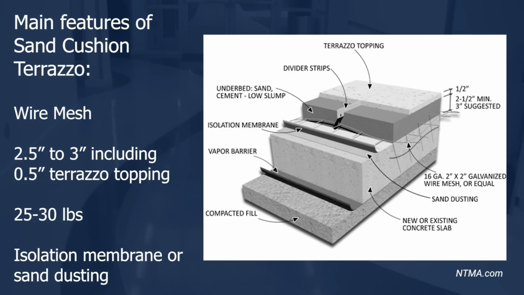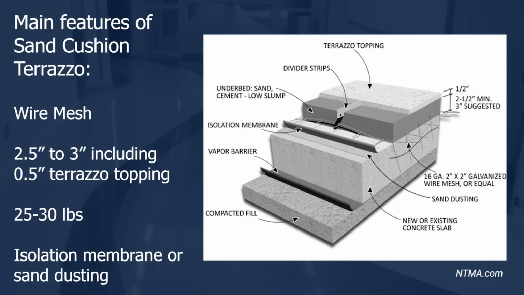Sand cushion terrazzo is a system where terrazzo is poured over a wire-reinforced 2.5-inch to 3-inch mud bed of sand and cement mixture. While the mud bed is still soft, standard metal divider strips are partially embedded in the mud bed wherever there is to be a joint or a color change.